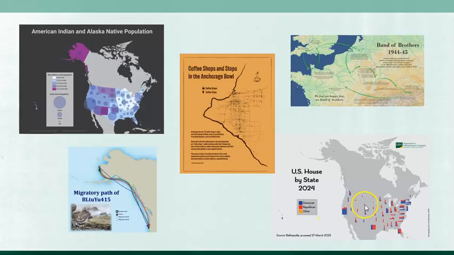We can use special different types of symbols like this, what's called a waffle chart right here, that essentially uses little blue or red bubbles to show whether a House seat is represented by a Democrat or Republican for each of the states.